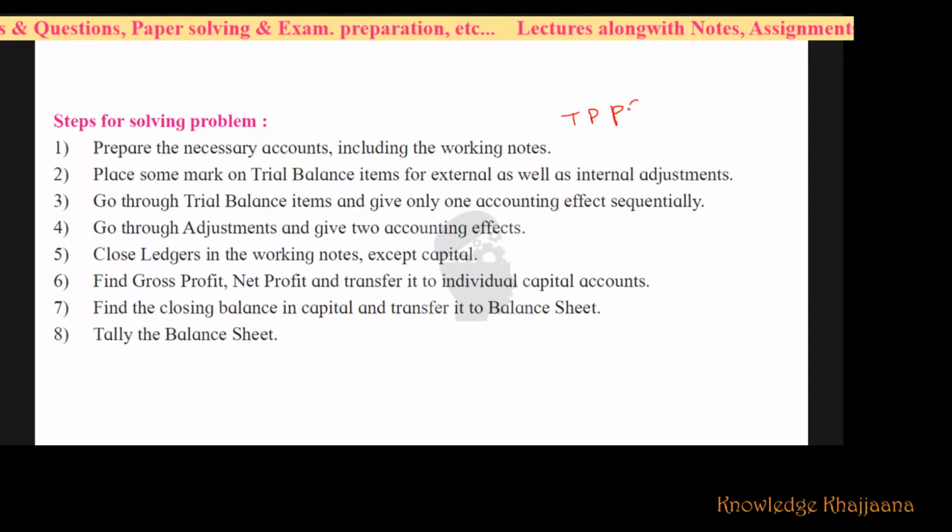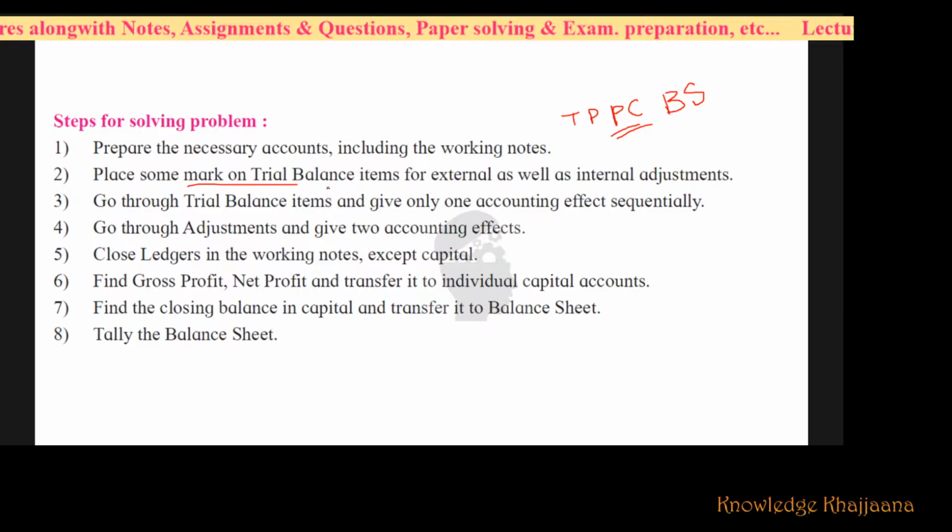It has two methods, right? Whichever method has been asked, you have to prepare according to that method. Then the balance sheet, including working notes. So these are the necessary accounts you have to prepare.